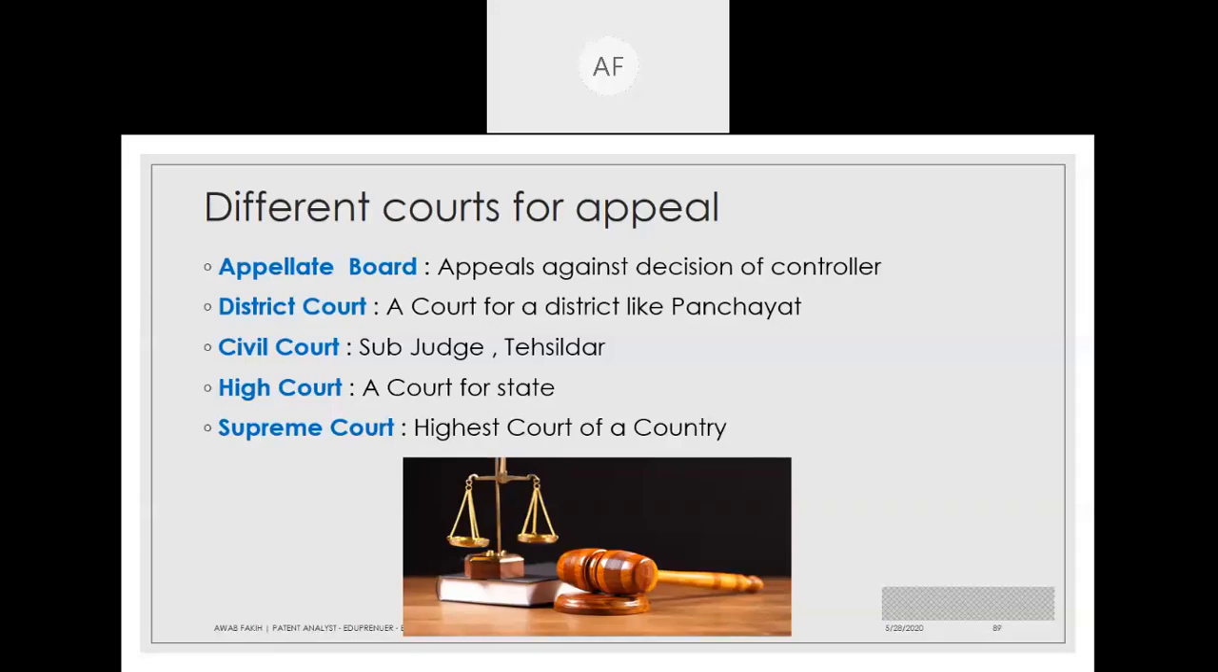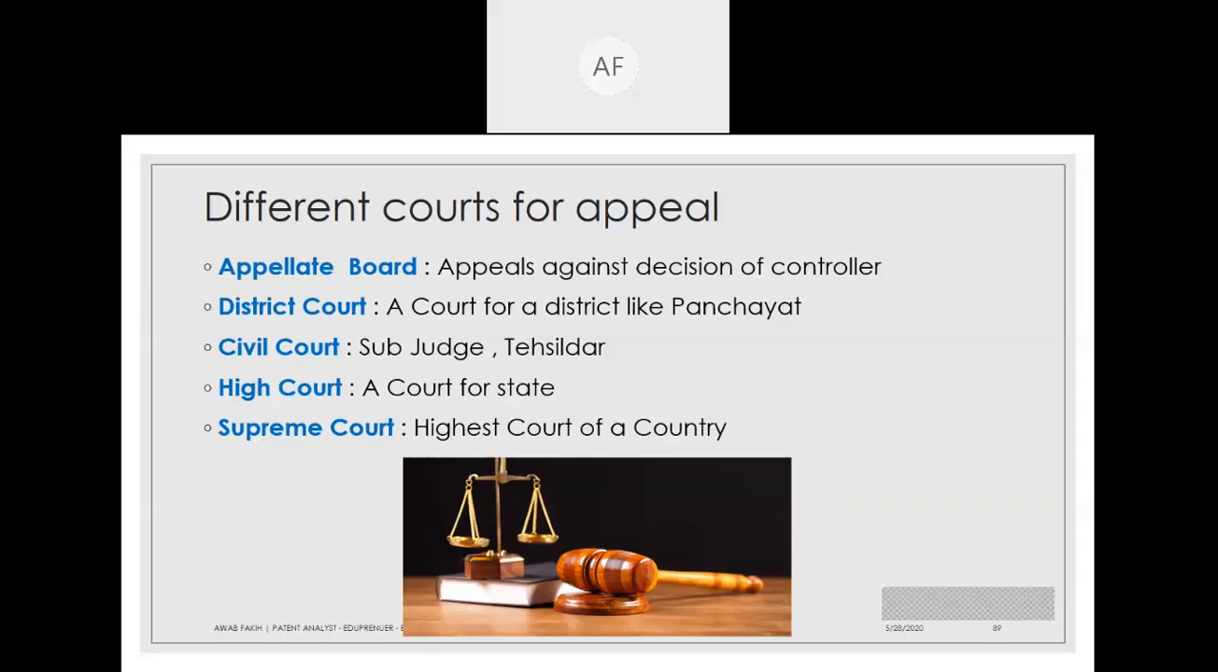In the Trademark Act 1999, in Section 83, the appellate board has been constructed, and its formation and all the details have been mentioned in the Trademark Act 1999. It's not mentioned in the Patent Act, my dear friends, but in Section 116 and Section 117 of the Patent Act 1970, several things are written about the appellate board. They have discussed who should be a member of the appellate board and so on. There must be a chairman and other members, how they should be elected and who will be electing them, and what the rights of the appellate board are.